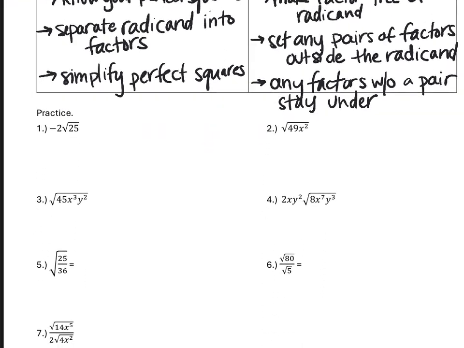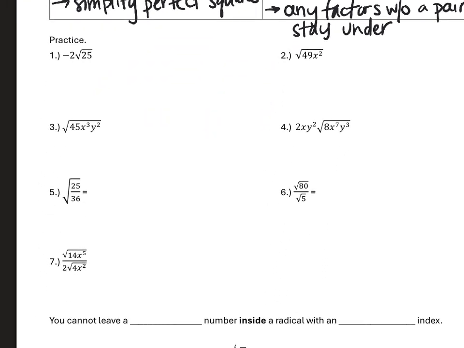Okay, let's do a few to review. Like I said, we have done this. You should know this. Okay, what do you notice about number 1? What can we do with 25? Okay, so we are going to do -2 times 5 because it is always multiplication, which is -10. That is our answer. So we end up getting rid of that square root because it was a perfect square.